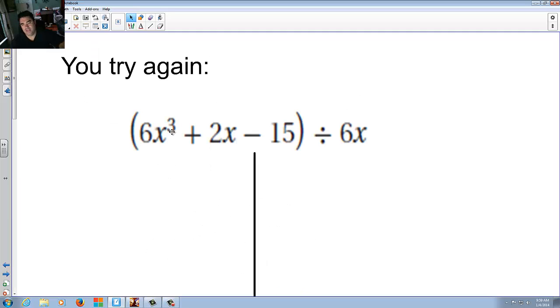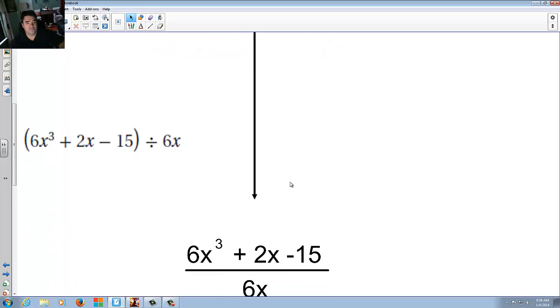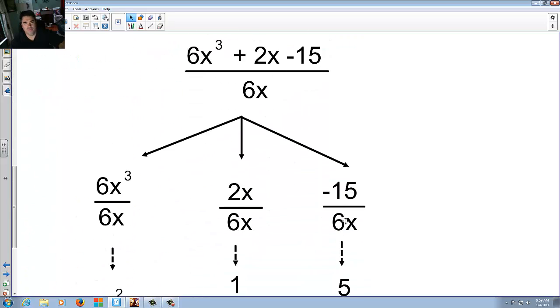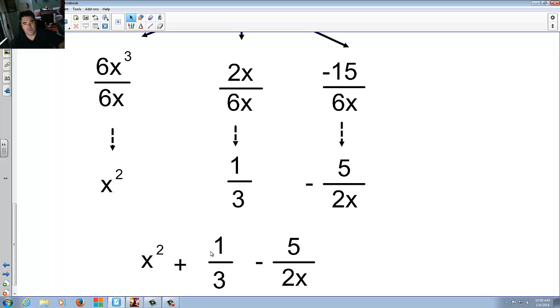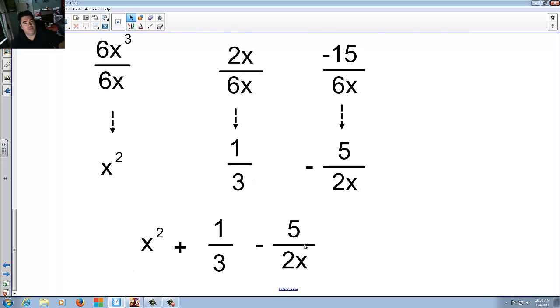You try again, 6x cubed plus 2x minus 15 divided by 6x. You're going to divide each one of these by 6x. Go ahead. Boom, boom, boom. X squared plus 1/3 minus 5 over 2x.